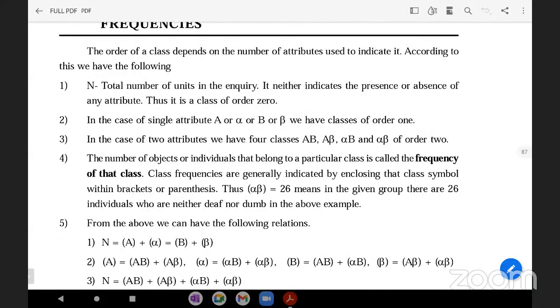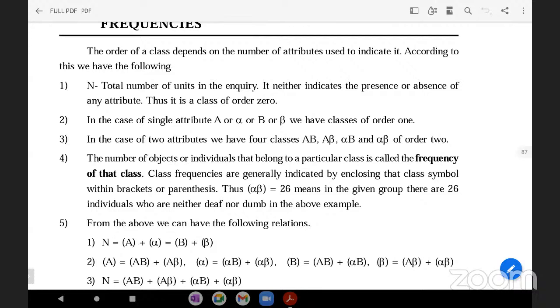The total count, if I take it, is N. If the total is a relationship, how many do we have? N. The order of classification depends on the number of attributes. According to that, we have the following steps. What is N? It is the total number of units in the inquiry.